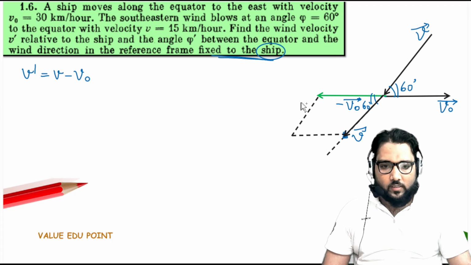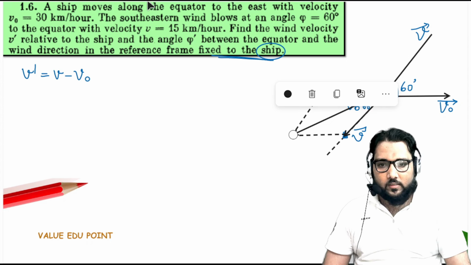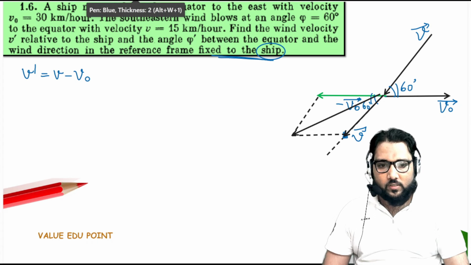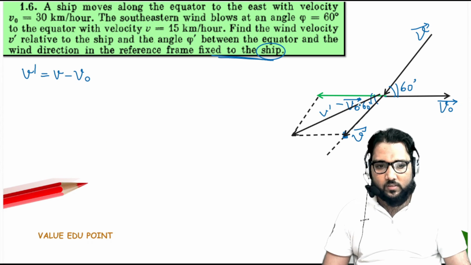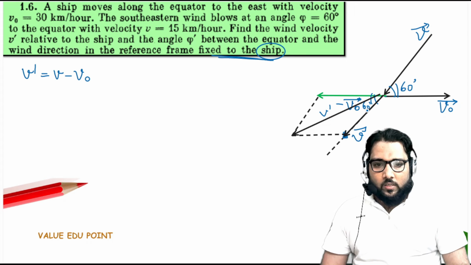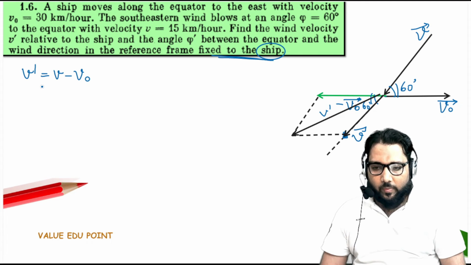Okay, we can calculate the result of this resultant, and that resultant is v dash. Okay, that will come v dash. So is it okay, guys?